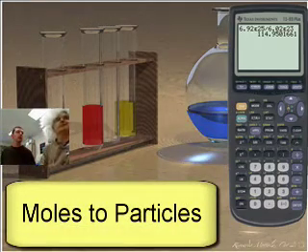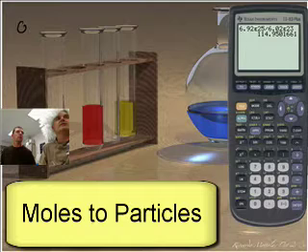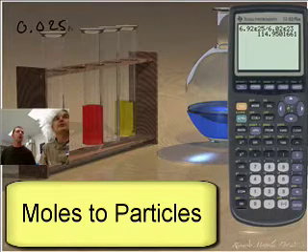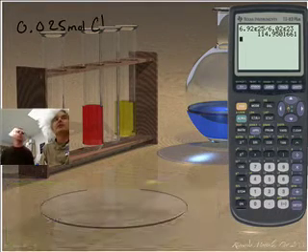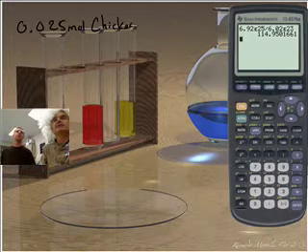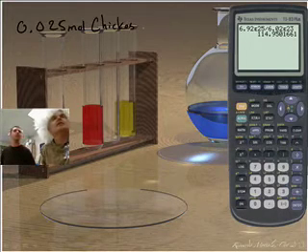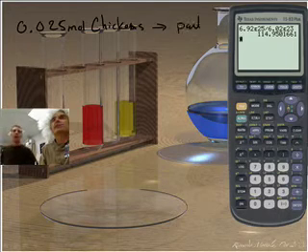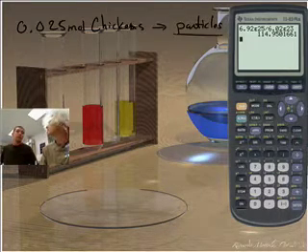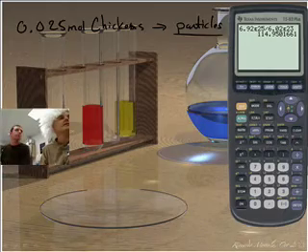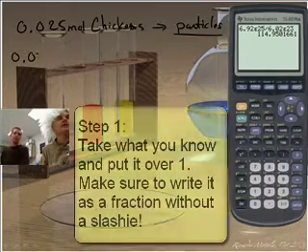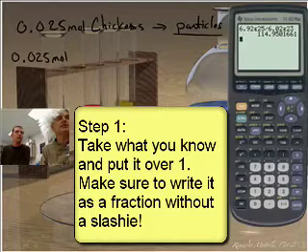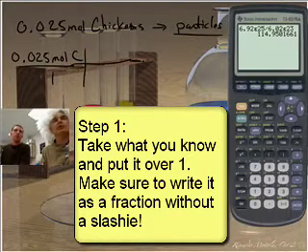Okay, Mr. Sams, what if we had 0.025 moles of chickens? And you're probably thinking, what do chickens have to do with chemistry? Absolutely nothing. But how many particles would there be? It doesn't matter, that would be individual chickens. All right, 0.025 moles of chickens.